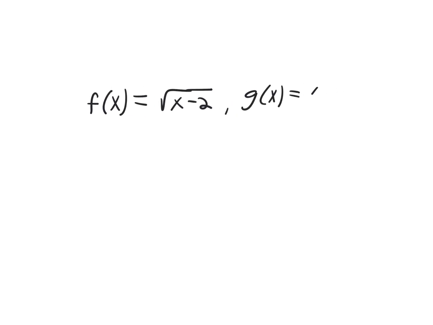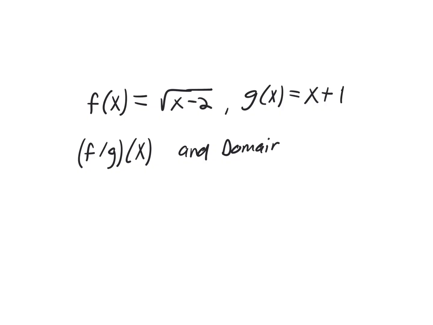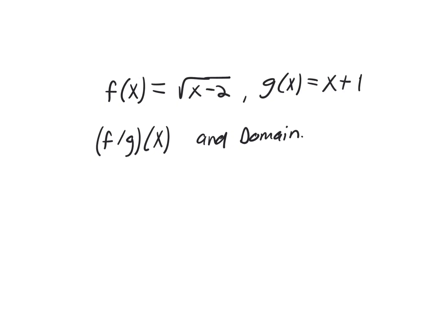So let's say f of x is, I don't know, the square root of x minus 2. And let's just say g of x is x plus 1. And I want to find f over g of x and the domain. Let's start easy. What would f over g of x be?